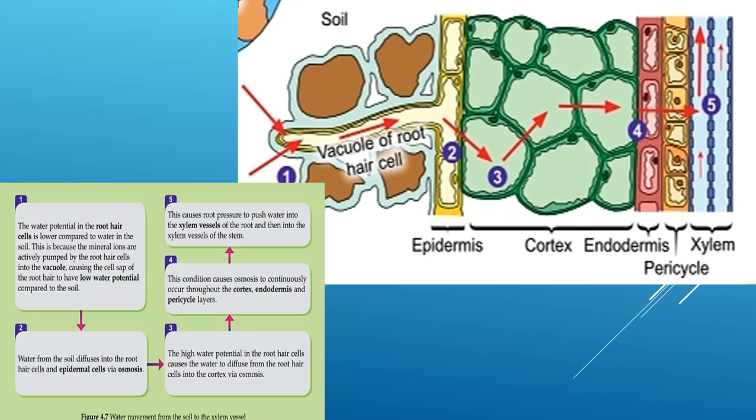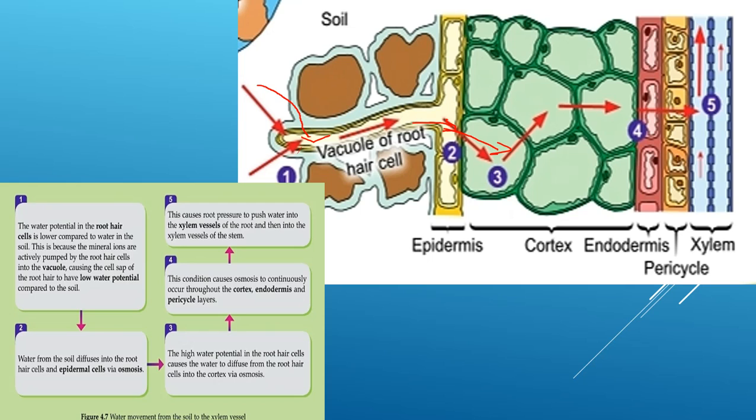Okay, so water will diffuse. Okay, water from the soil will diffuse into the root hair cell. Okay, and then dia diffuse lagi masuk pergi epidermis via osmosis. Okay, so now the high water potential in the root hair cell will cause the water to diffuse from the root hair cell into the cortex.